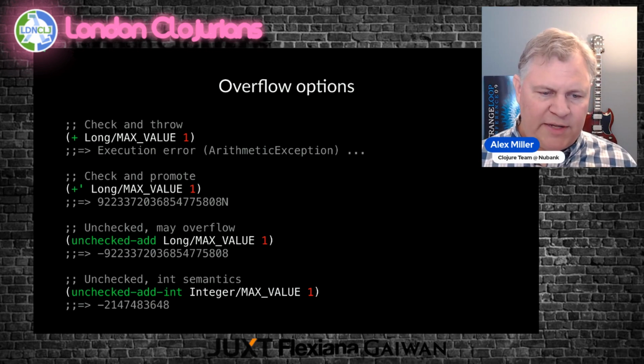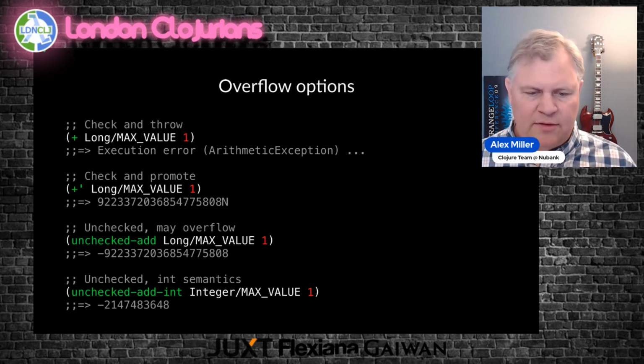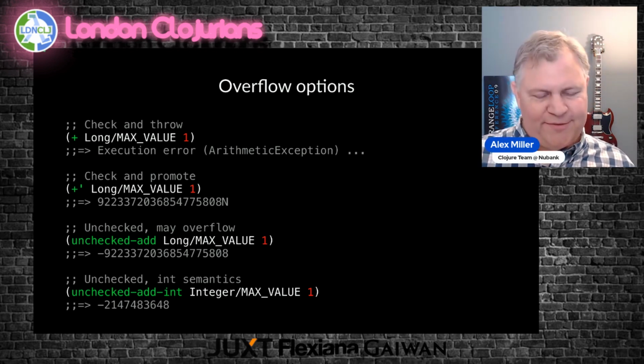By default, Clojure numbers are always longs or doubles, but if you actually want overflow semantics for integers, you can get that as well. That's again another set of operations that have int added to the end.